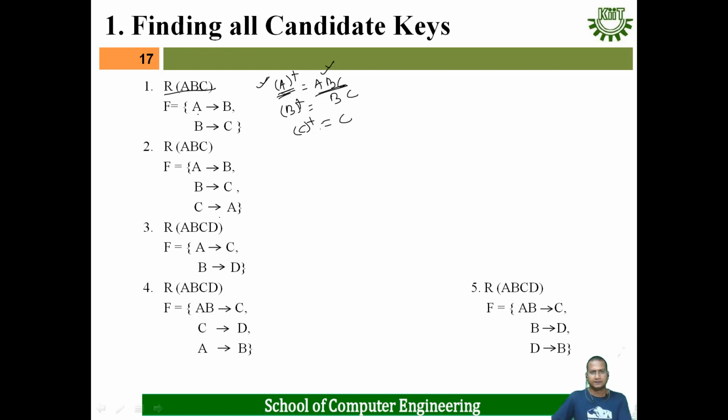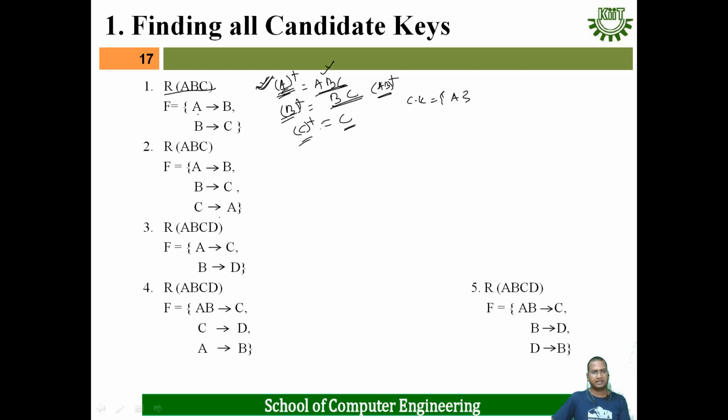B is not determining all the attributes, that means we cannot say B is a key or a super key. C cannot be a super key. The minimal one is A, and if we take, suppose, AB closure, that will not be minimal. That's why the only candidate key possible here is: candidate key is equal to A.